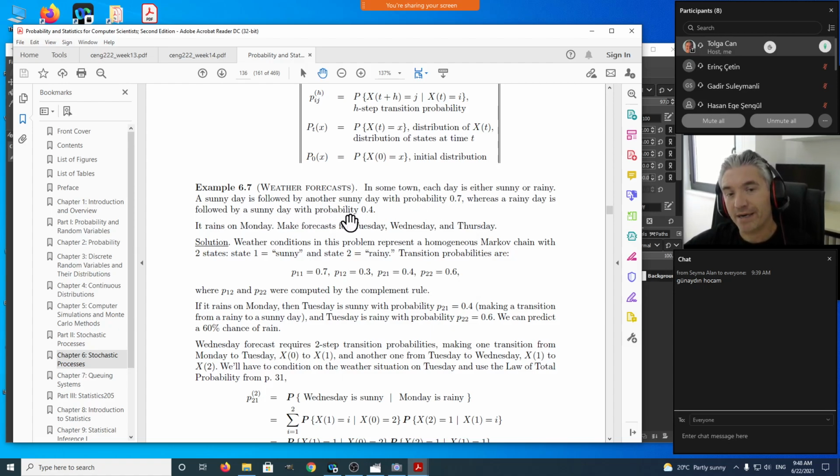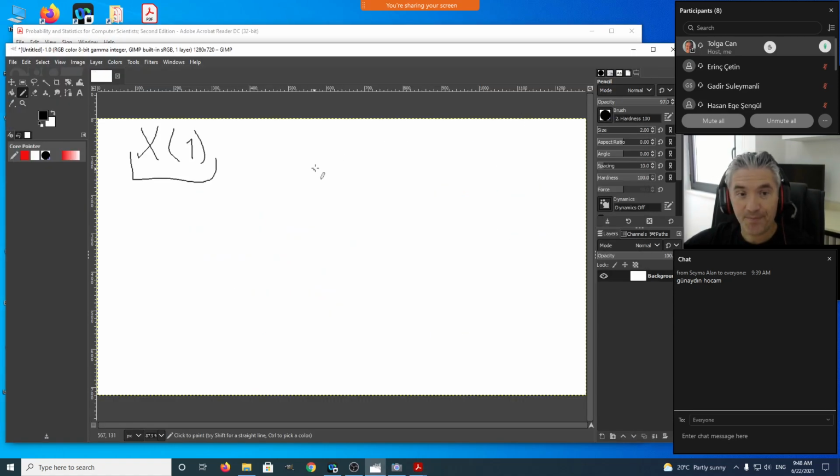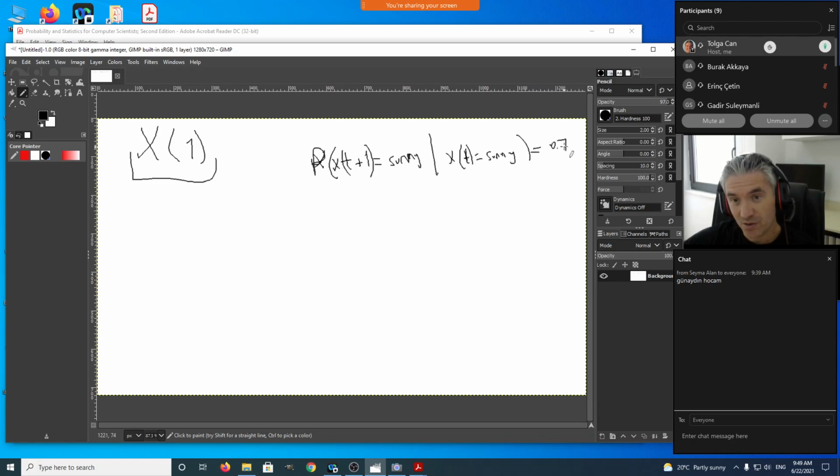It says a sunny day is followed by another sunny day with probability 0.7. So for any t, the probability that X_{t+1} is equal to sunny, given that X_t is equal to sunny. Oh sorry, I should have written probability, okay. So now given that today is sunny, or at t it's sunny, the probability that it will be sunny at t plus 1 is 0.7. So what is given to us in that sentence is this, and this is for all t. Okay, for all t, this probability is given to us as a transition probability from the sunny state to another sunny state.